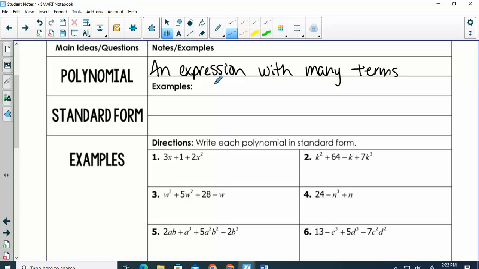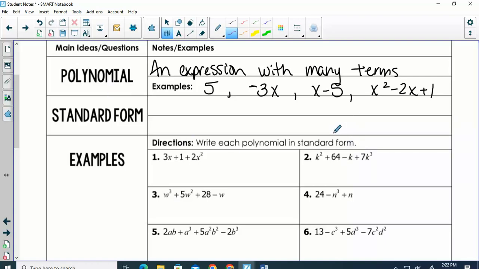So some examples. It could be as simple as just a number that can count as a polynomial. It could be a number multiplied with a variable. It can be things added, subtracted. Okay, those are all examples of polynomials.